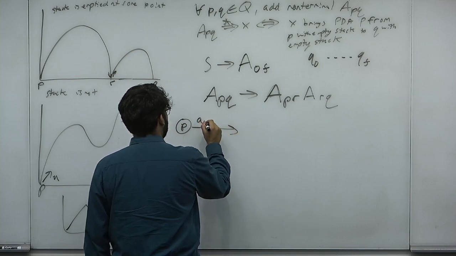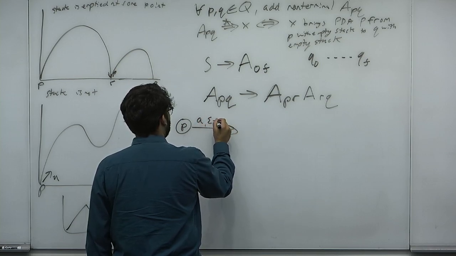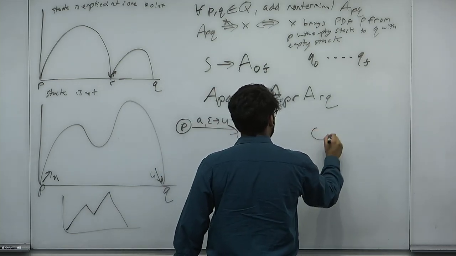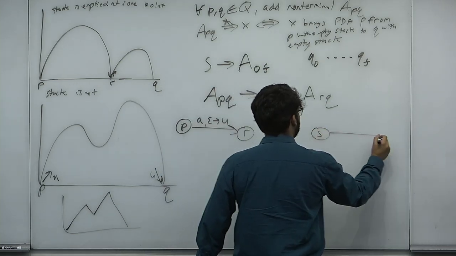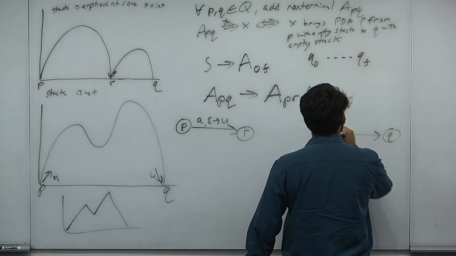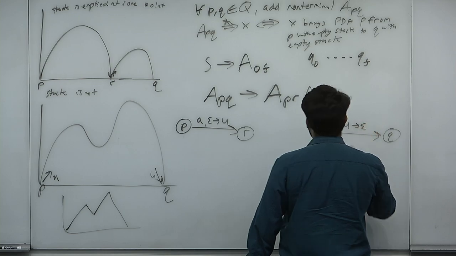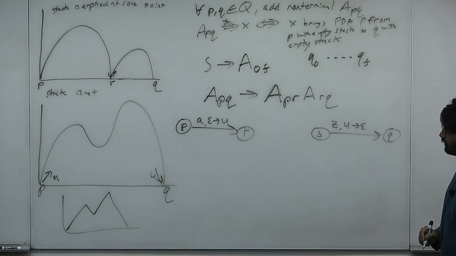You read some A, pop nothing, push some symbol U. You're at some state R. Then from some state S, you enter state Q by reading, let's say, Z. You pop this final U, and then you push nothing. So you leave P with an empty stack, and you push U to the stack. Then you perform some computation that gets you to state S, and then finally from state S, whatever S is, you read Z off the input, and then you pop that U.